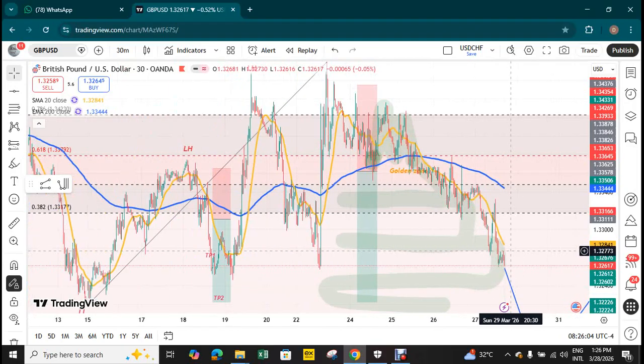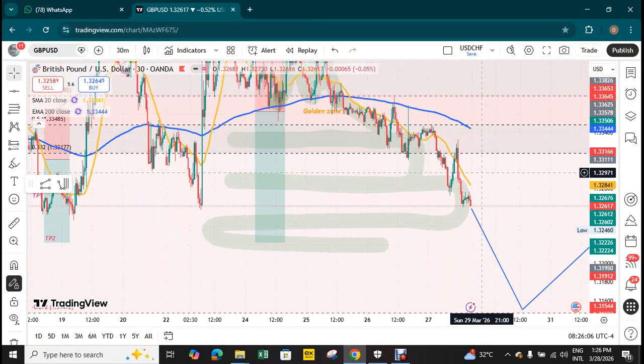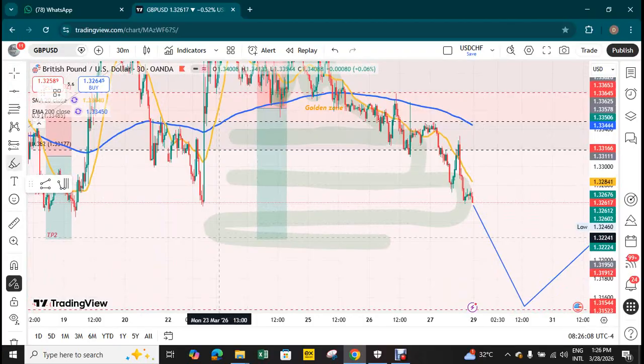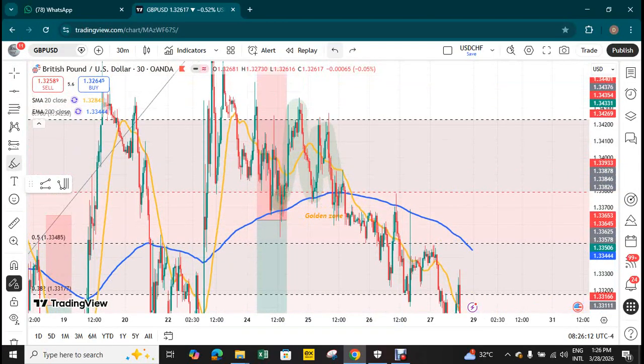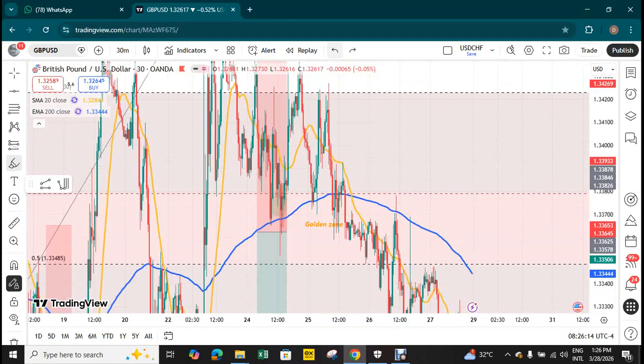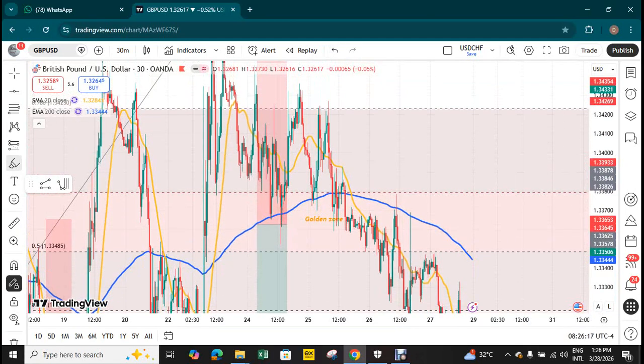Okay, and right now price is heading towards our final take profit level, which is at this level here. Okay, this level. Right now I want to see price do that. So now that's that for GBP USD. I'm going to quickly go to silver.